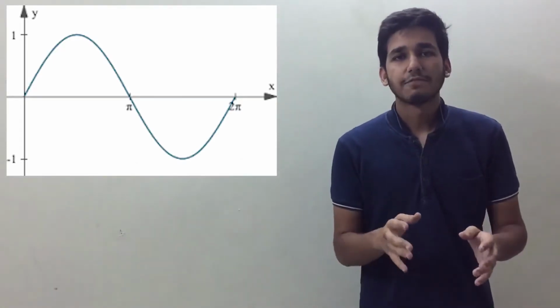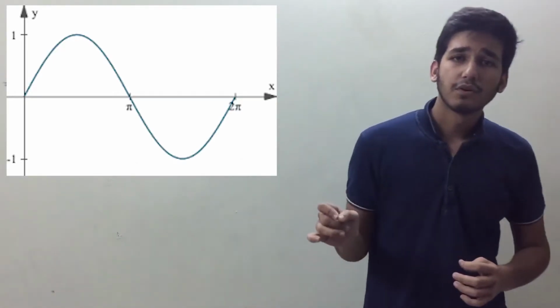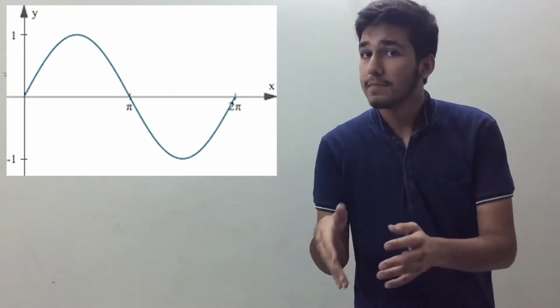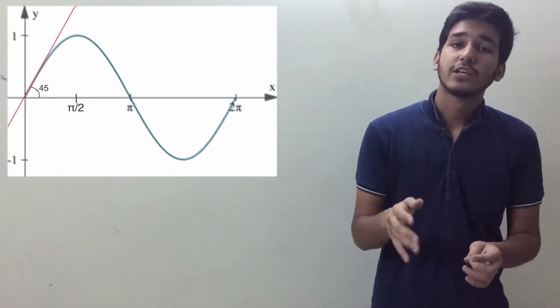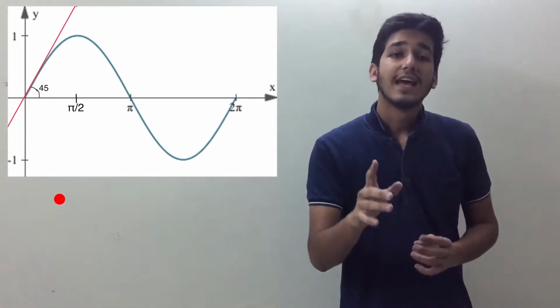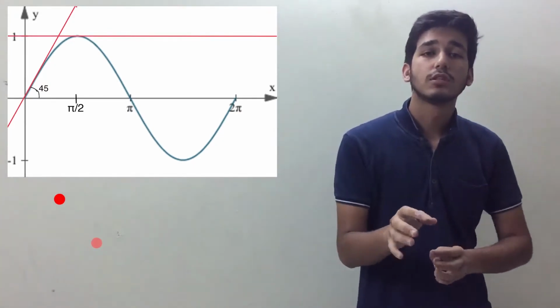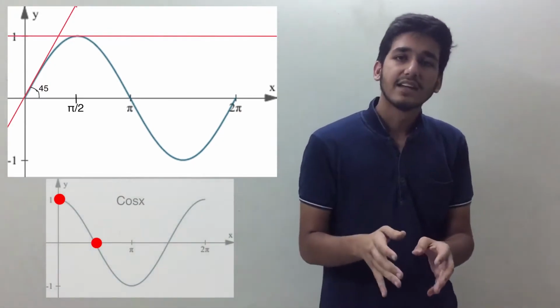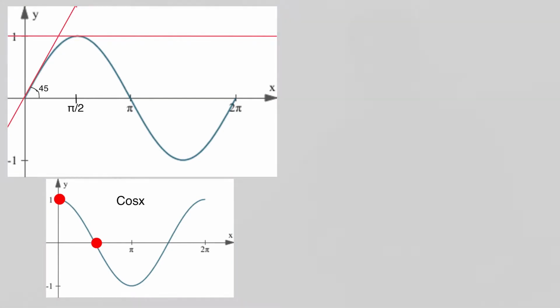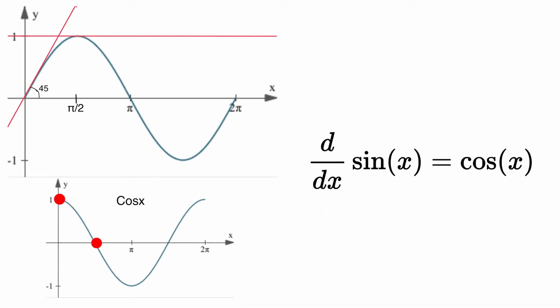Let's consider the graph of sin x. At different points, the slope of the tangents can be measured and graphed. At x equals 0, the slope is 1. At x equals pi by 2, the slope is 0. When plotted, the derivative of sin x gives the graph of cos x.